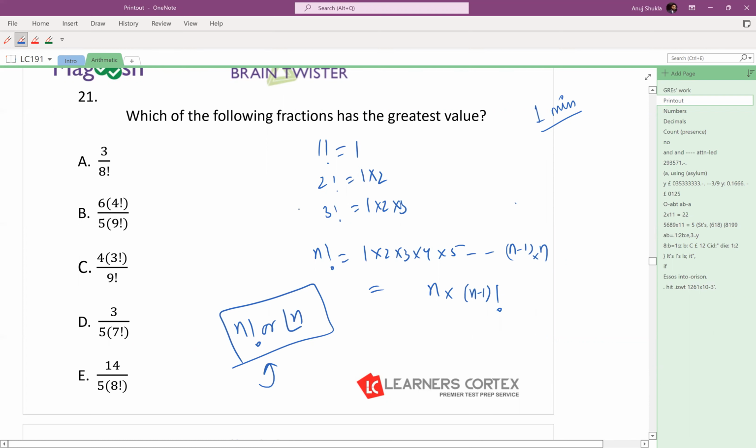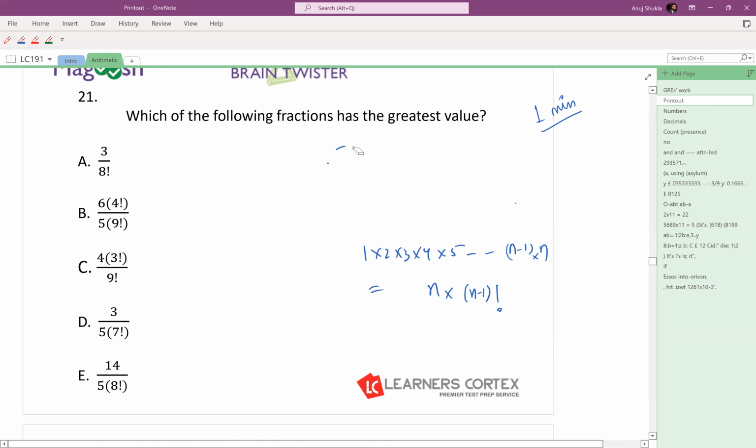See, what you need to do is make the denominator the same somehow, like an LCM. Then only you can compare the numerators. So which denominator is coming common in all the fractions? I can say 8 factorial, 9 factorial, 7. If I take 8 factorial as common, I'll not say LCM, it is a common one. So I can write this one as 3 by 8 factorial. This one I can write as 6 into 4 factorial, I'm writing 4, 3, 2 into 1 divided by 5.